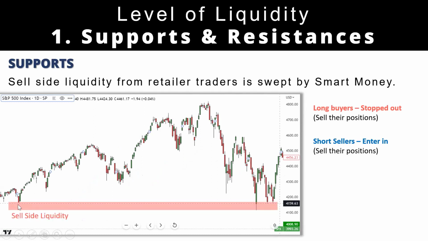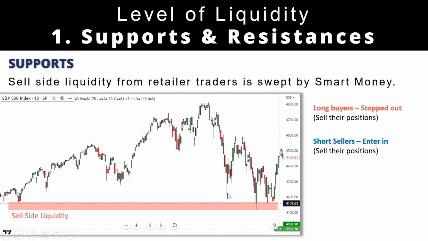There is a low, there's a high, low, high, low, high, same low. So 1, 2, 3. Only once you're at this point of your trading, or even at this point, you will notice, okay, there is a sell side liquidity level with a support. So at this point, that is quite prominent, long buyers get stopped out.